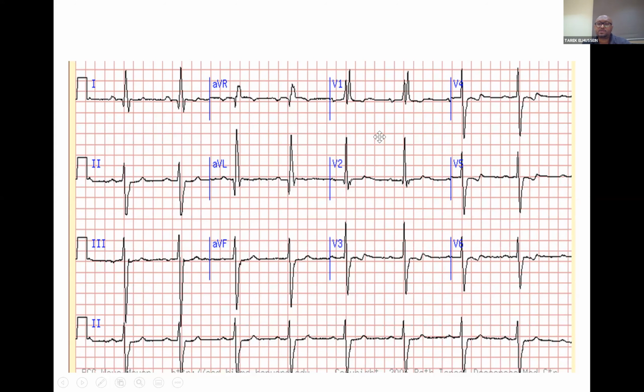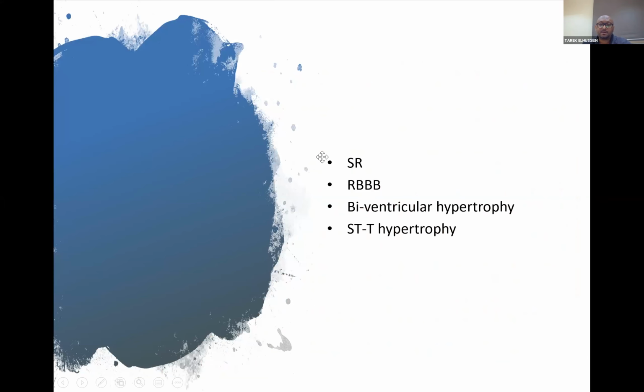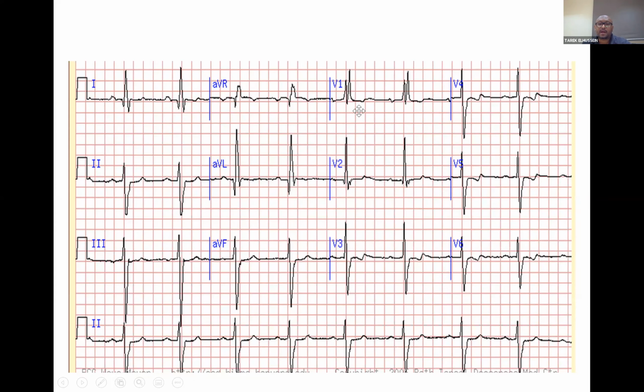The Cornell and Sokolow-Lyon criteria are positive for LVH. The R here is exceeding 7 millimeters. S is very deep and wide. There is ST depression here and strain also. This also favors the diagnosis of RVH on top of that. Okay, so there is first degree AV block. There is biventricular hypertrophy. There is also right bundle branch block, and the ST segment changes are due to strain because of the biventricular hypertrophy.